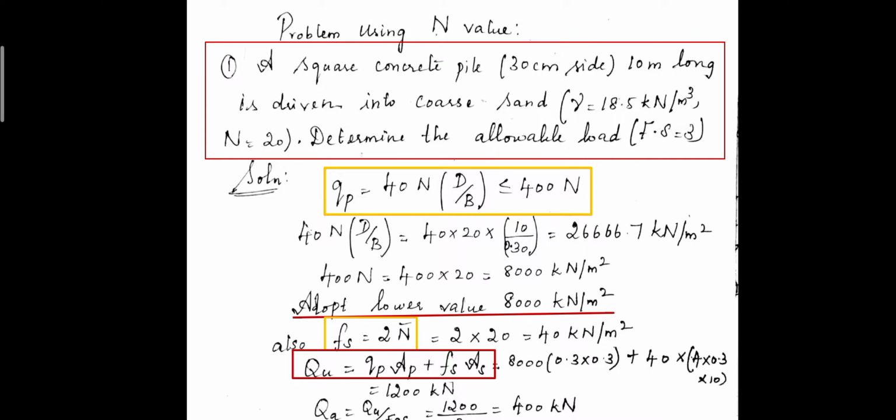Okay. This is not usually asked, but if they ask, this is the same as the static formula, but for the static formula we need to know the values of small qp and fs. For finding those, we have formulas related to the standard penetration number. So we substitute those and we will find it.